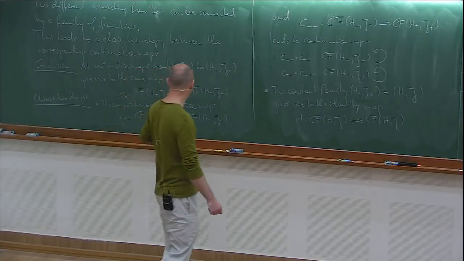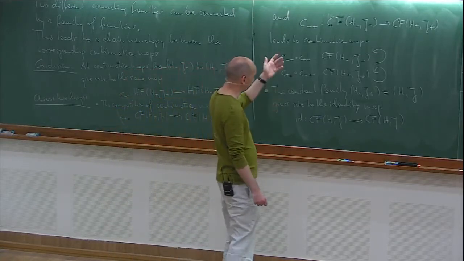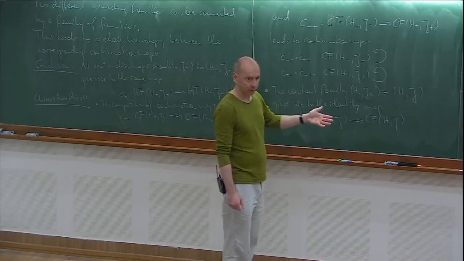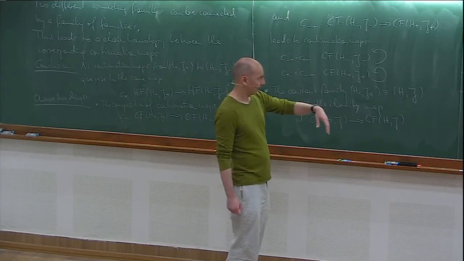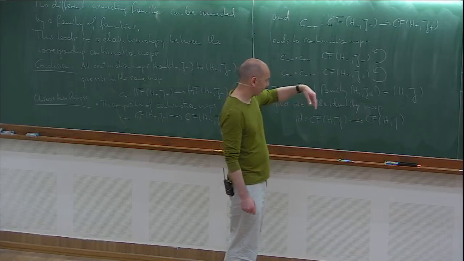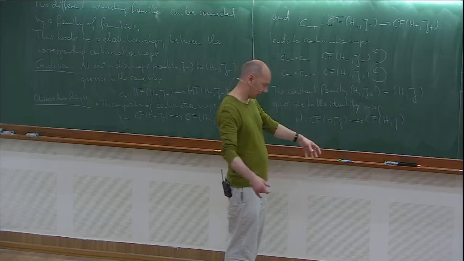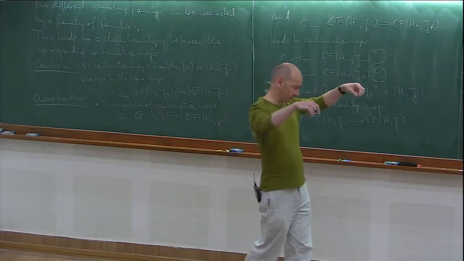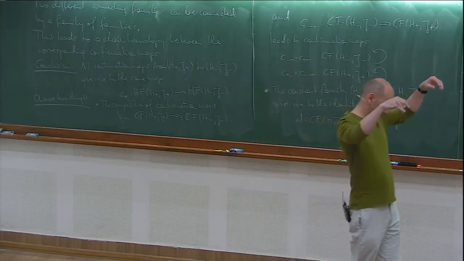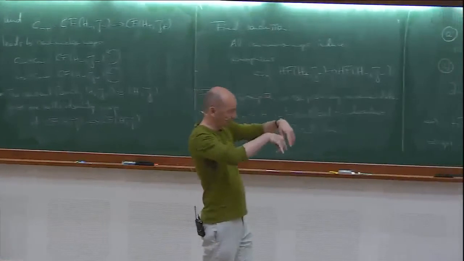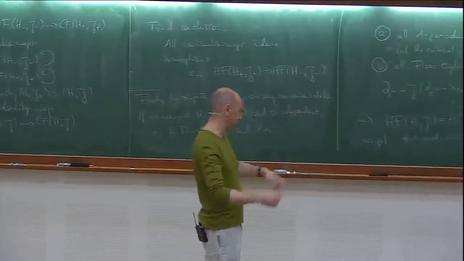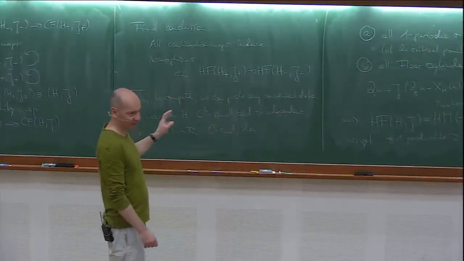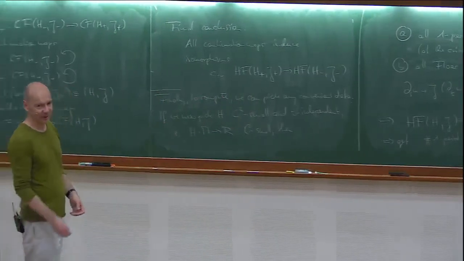So the chain complex would still be the same chain complex. It would be generated by the contractible loops in this situation. And the operations would be by counting, well, now spheres with several inputs and one output. There's something to say there, but you can make it work.